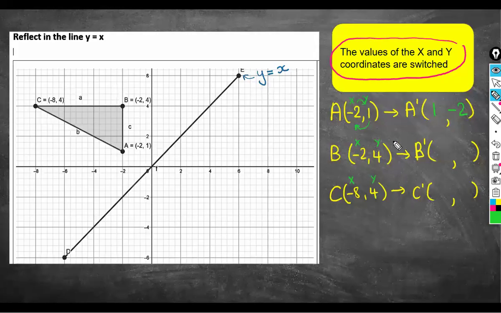The new point, A prime, is (1, -2). Well, if here's 0 and here's 2, 1 will be in between, right? 1 will be in between 0 and 2. So this is A prime, (1, -2). You think you could do B and C for me?